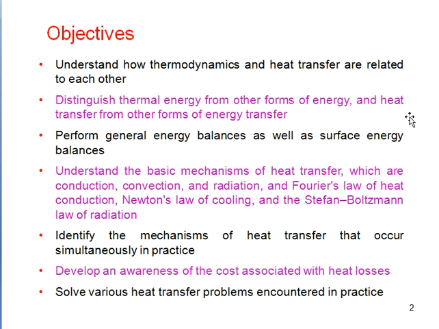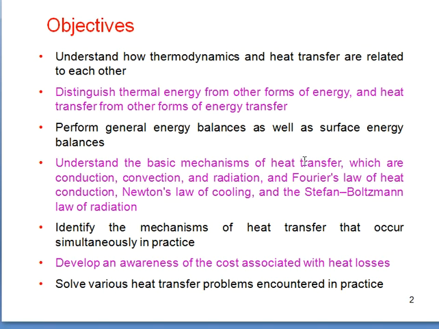Then distinguish thermal energy from other forms of energy, and heat transfer from other forms of energy transfer. Actually here heat and work are the main energy forms, and there are some other forms of energy like electrical energy, magnetic, gravitational, and so on. There are many forms of energy, and those are related to energy transfer as heat transfer also. Then here we have to perform general energy balance equations. Whenever heat transfer takes place, we have to take the energy balance equation, and from that we determine how much energy transfer will take place and how that will be balanced.